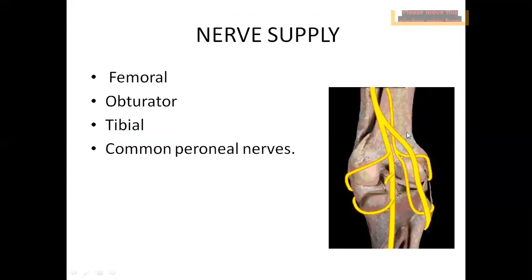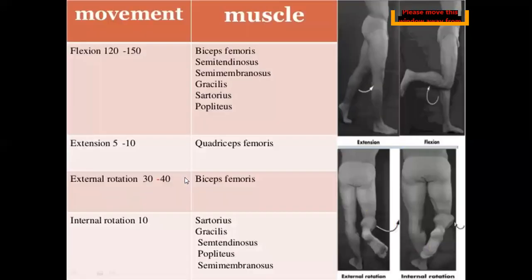Coming to the nerve supply, from the anterior aspect we have the femoral nerve, on the medial aspect we have the obturator nerve, and the sciatic nerve with its two terminal divisions, tibial and common peroneal nerves. All are supplying the knee joint. The various movements which are possible, and the muscles producing the movements, are very, very important.